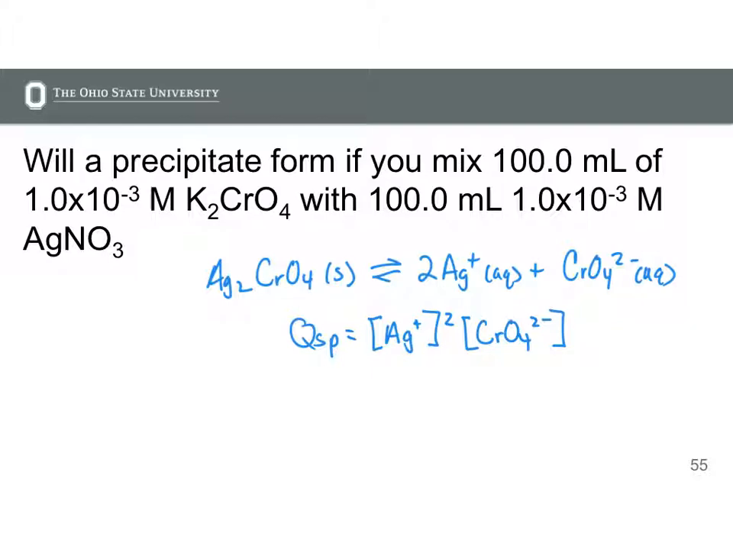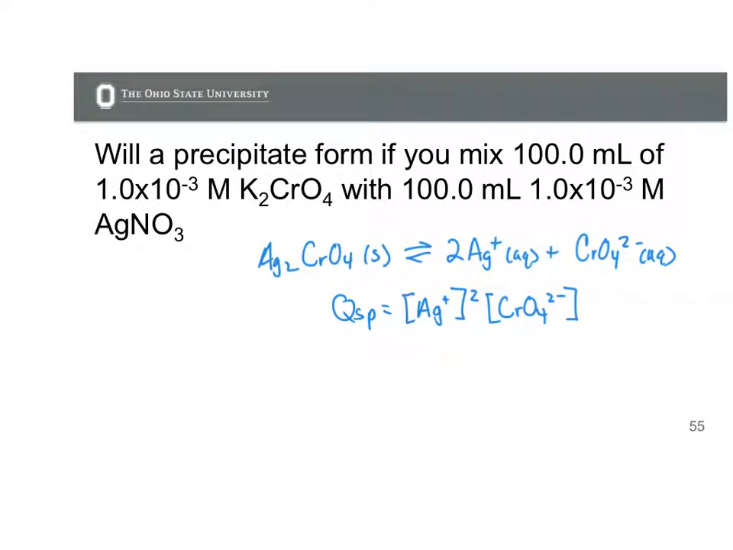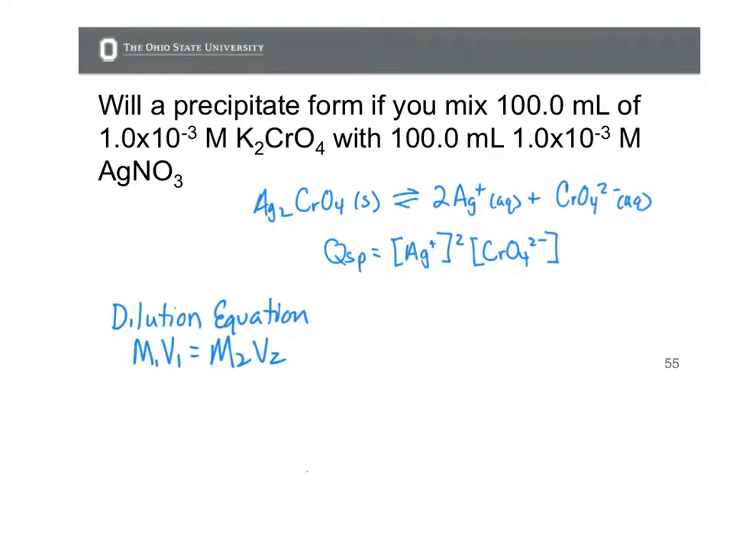But we need to know those concentrations. And that's why we go back to think. So we actually need to figure out the final concentrations of silver ion and the final concentration of chromate ion. So this is a dilution equation problem. Everyone remember dilution equation? You probably do. M1 V1 equals M2 V2. Okay. So our final volume is going to be the 100 mils plus 100 mils. So V2 is equal to 200 milliliters.